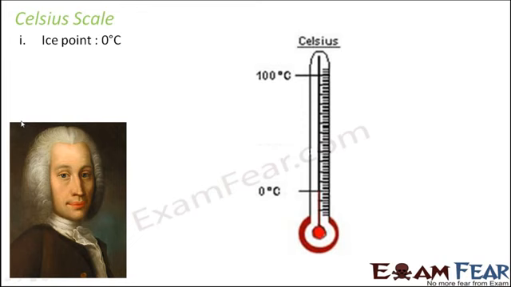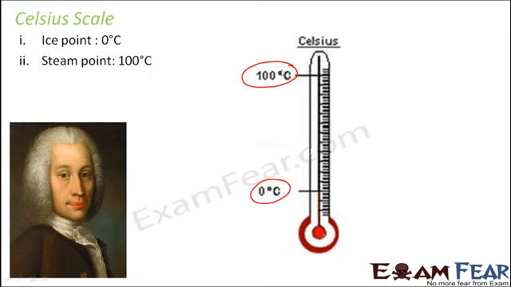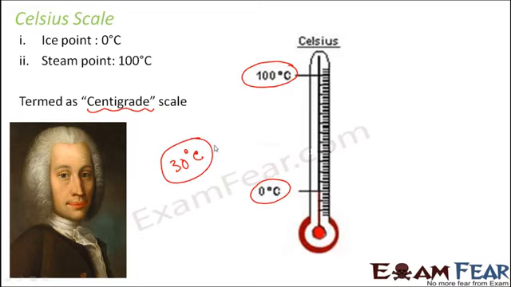In this scale, the ice point is at 0 degree and the steam point is at 100 degree Celsius. So you see, this is the ice point and this is the steam point. In between these, you have the various temperatures. As I said, ice point and steam point are the two reference points for all the scales of temperature. This Celsius scale is also called the centigrade scale. That is why we often read 30 degree as 30 degree Celsius or 30 degree centigrade. They both mean the same.